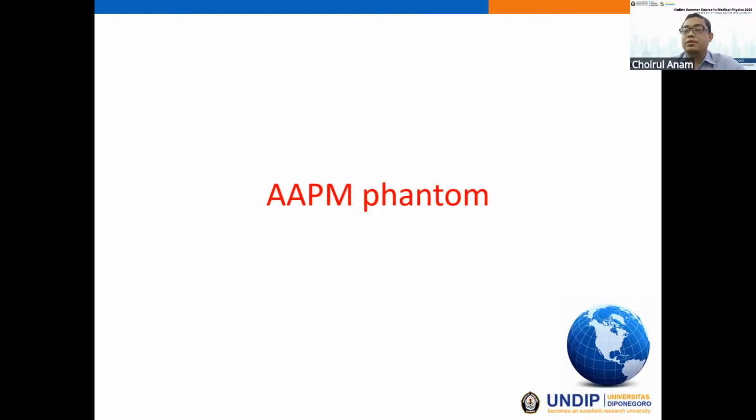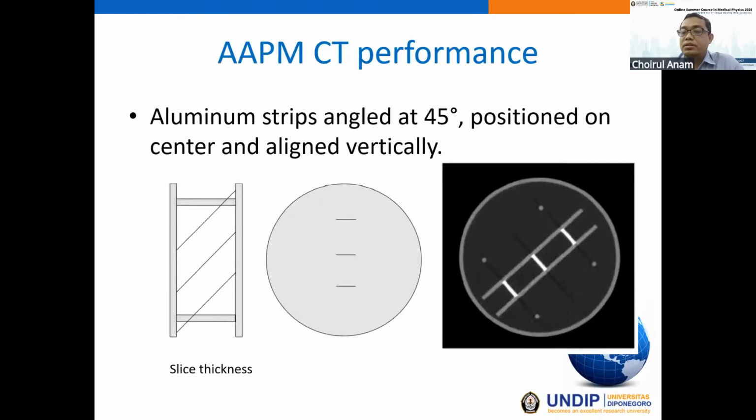Okay, and now we move to another phantom, the AAPM phantom. In the AAPM phantom, they use an aluminum strip with an angle of 45 degrees. You can see the AAPM CT performance phantom uses three aluminum strips like this, and the axial image results like this. So we will measure the thickness of this object. Because the angle is 45 degrees, the tangent is 1. So it only measures the thickness of these three objects.